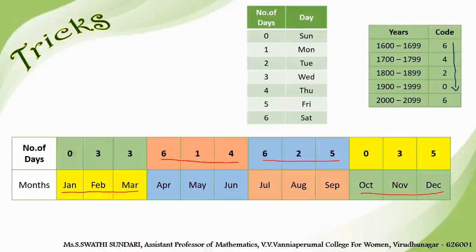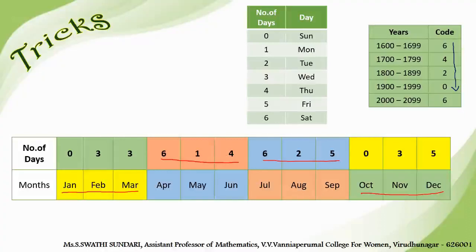So, how to remember or memorize these numbers? We split these months into 3 categories. The first and the last 3 are 033 and 035. And the middle 2 categories, you can remember, come from 6, and that is 614 and 625.